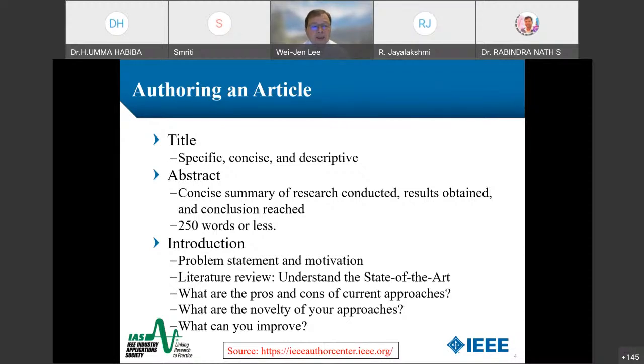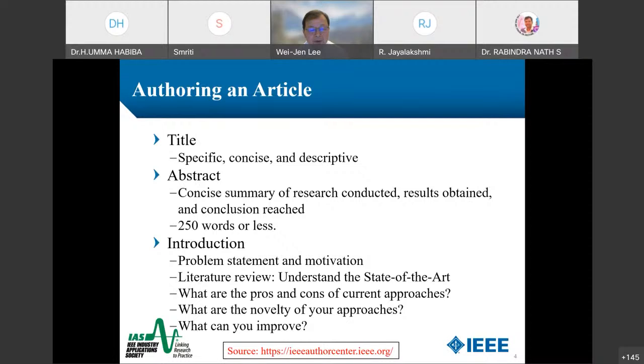Okay, and then on the abstract side, as Professor Hima mentioned, you write a concise summary of the research conducted, the highlights of your research, and the conclusion. Normally there's a limitation of about 250 words or less.